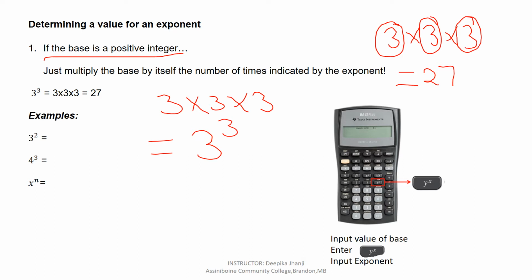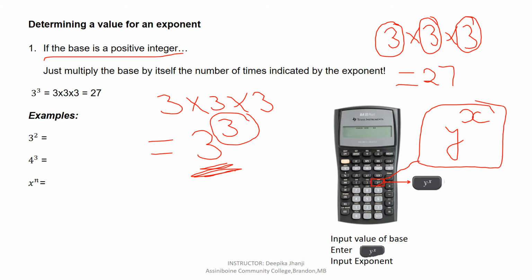If you are using a calculator, you will input 3 first. The base goes into the calculator first, and then you use the feature y raised to power x. I'll show you this feature. Once you input the base, you use this feature and then enter the value of the exponent, which is 3 in this case. Your screen will display 27. That is how we calculate exponents using a calculator.